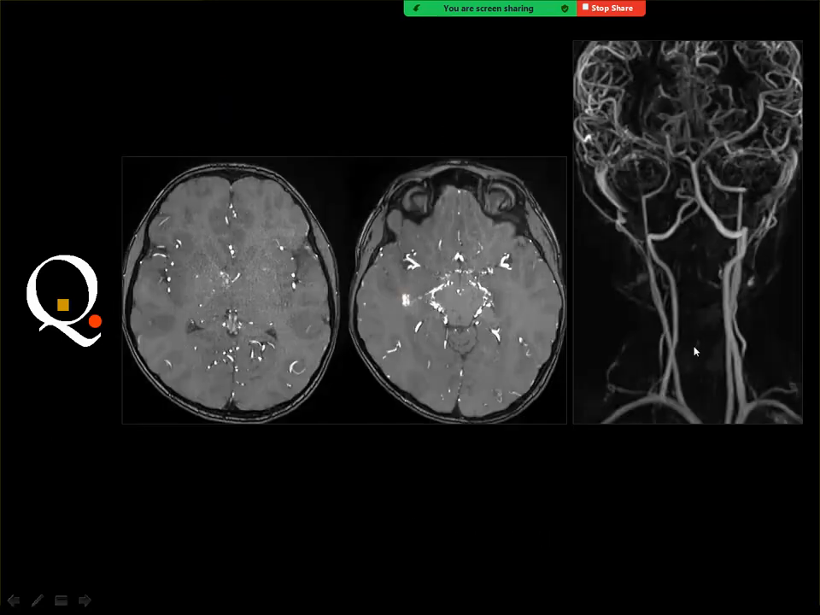This patient had an MR angiography, and the axial flow sensitive technique, the gradient image.